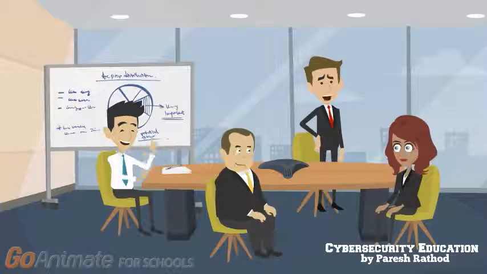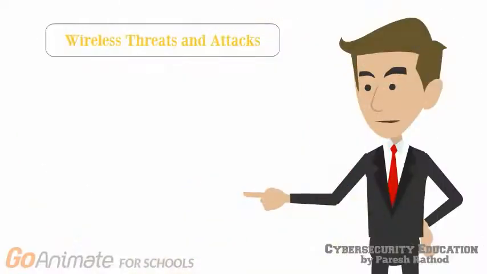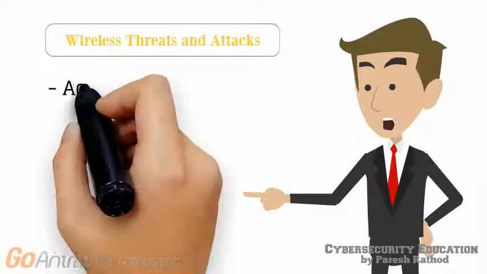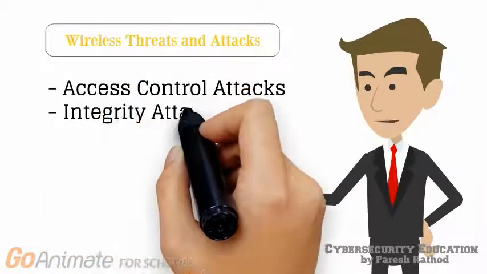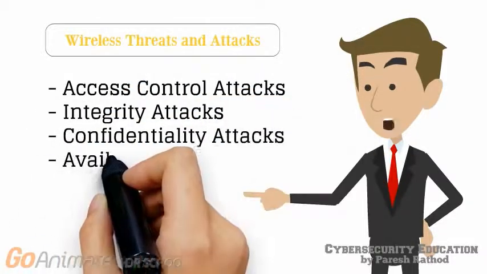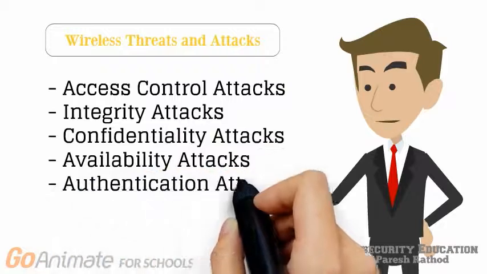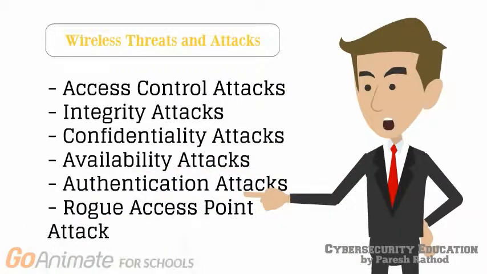Well, there are so many wireless network vulnerabilities, threats, risks and attacks. You cannot believe how many risks are roaming around it. Let's learn about these. There are many types of attacks: access control attacks, integrity attacks, confidentiality attacks, availability attacks, authentication attacks, and rogue access point attacks.